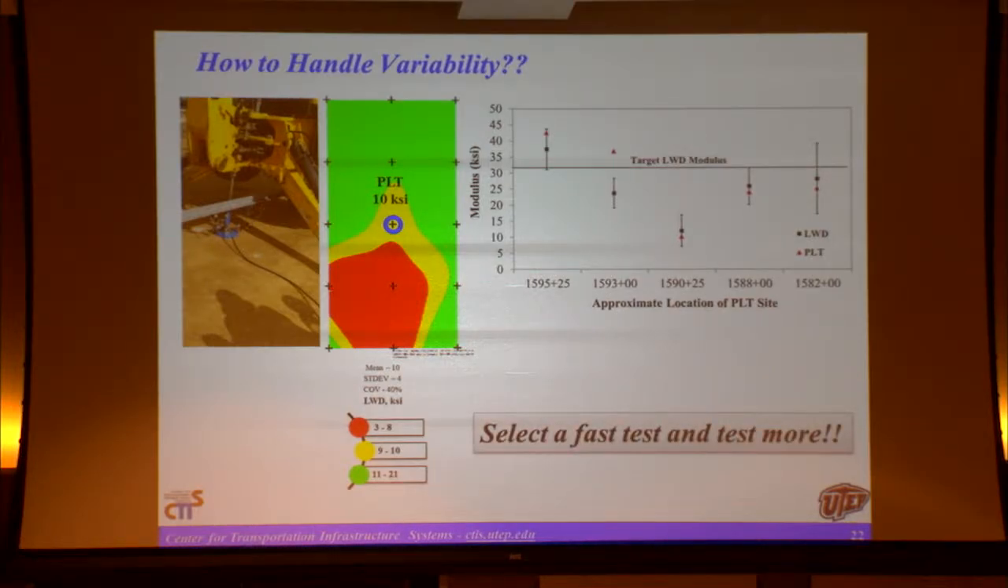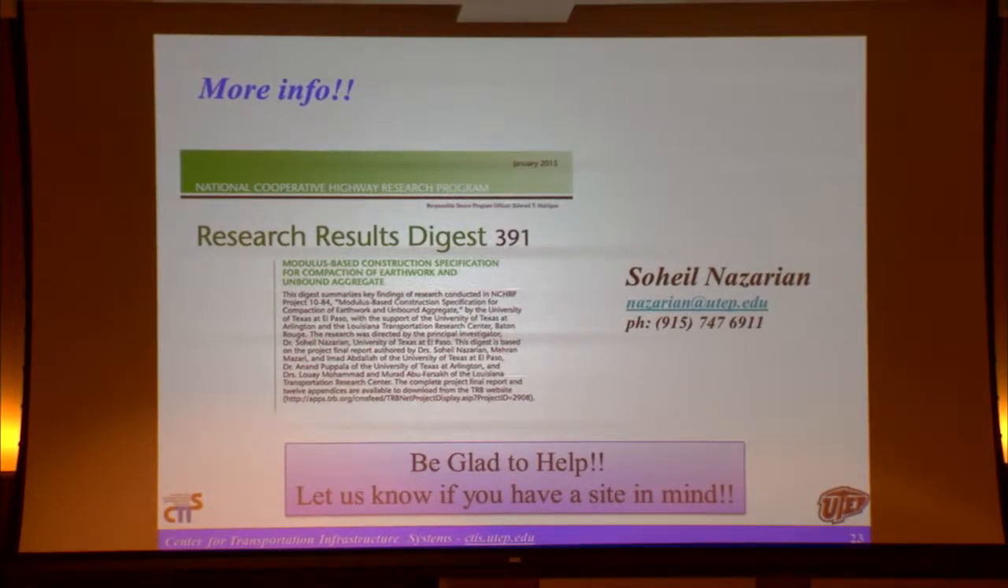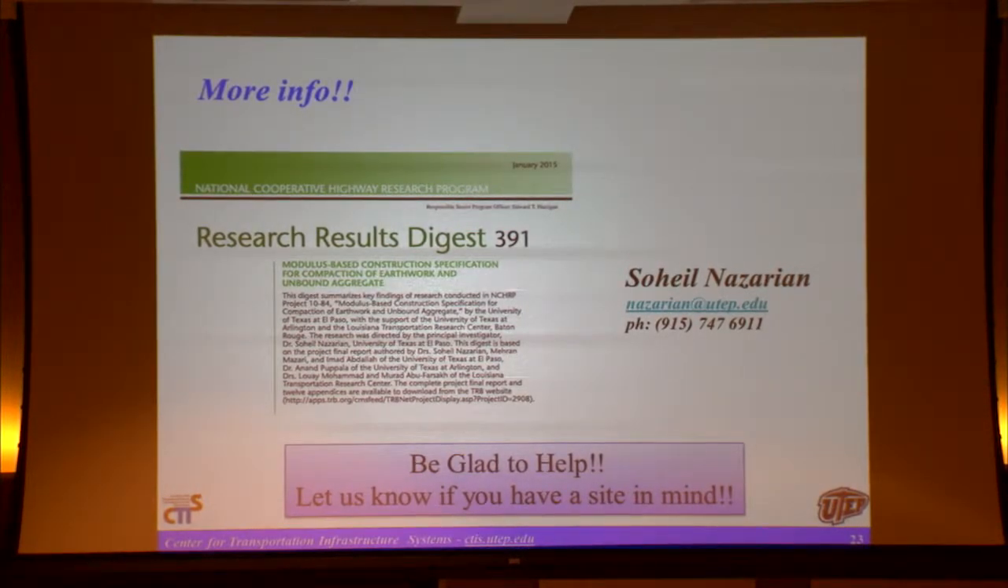So this is what I'm suggesting. If you want to really get more information, there is a Research Digest 391. We finished it 2 years ago. It's coming from one of the NCHRP projects.